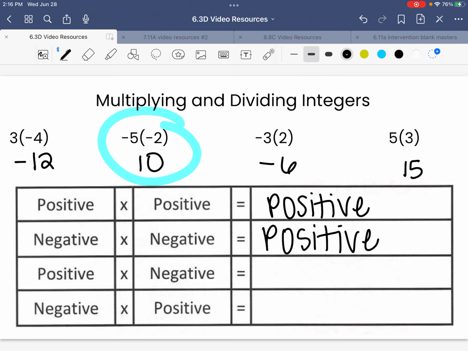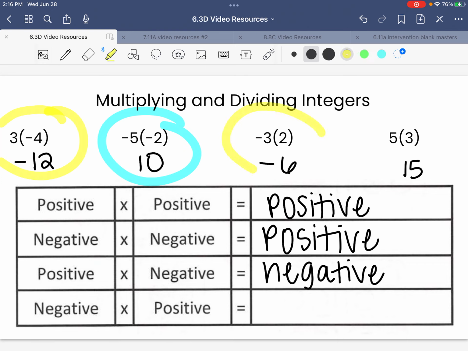When I did a positive times a negative, so like 3 times -4, my solution was negative. And then when I did a negative number times a positive number, so -3 times 2, my solution was still negative.